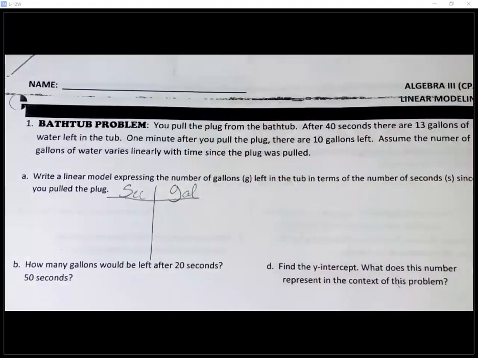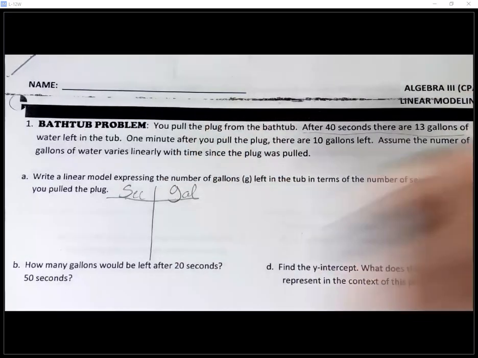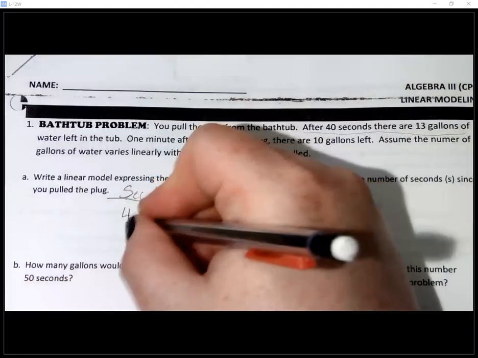Do I have any information to put in here? Do I have any points that they gave me? Yeah, you do. They gave you 2 points. Let's read. After 40 seconds, there are 13 gallons of water. That's a point right there, you guys. That's a point. 40 seconds, there are 13 gallons left.